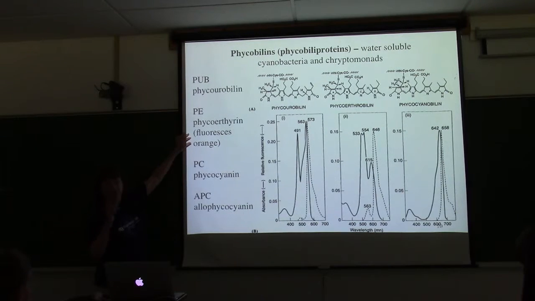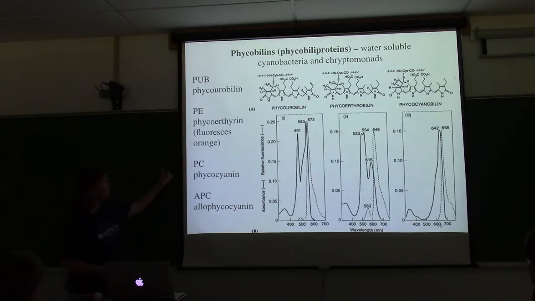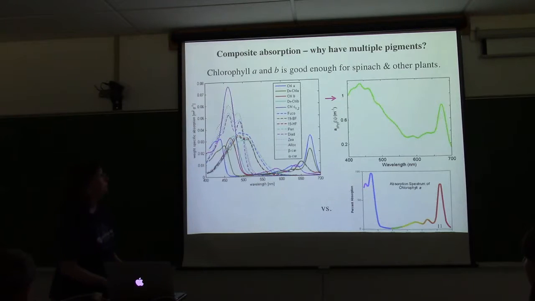Phycoerythrin fluoresces orange. Phycoerythrin absorbs around 530-ish. It's got a broad absorption. Phycoerythrin is found in a lot of cyanobacteria in the deep blue sea, in the blue ocean, because it absorbs at 490. And phycocyanin you tend not to see so much in ocean pigments, except as an accessory in terms of ultimately transferring the energy to chlorophyll A.